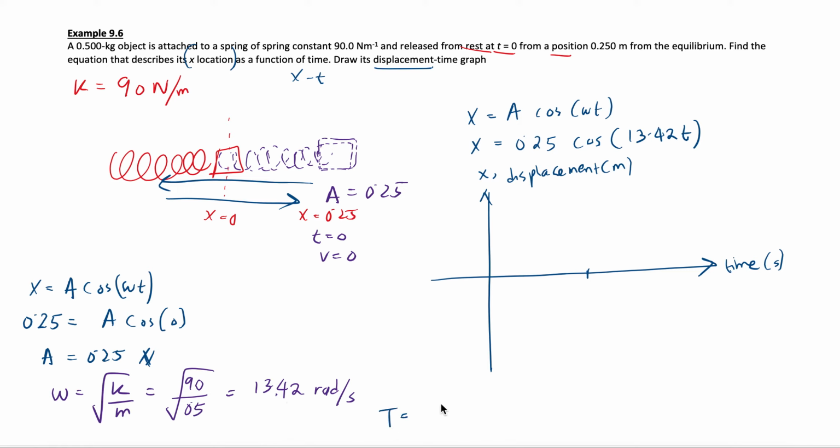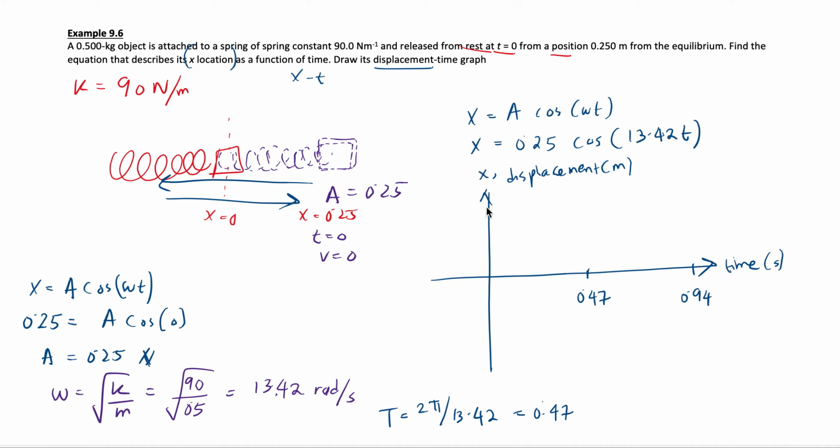T is 2 pi over omega. So 2 pi divided by 13.42 will give me my T, which is 0.47. Okay, so this is 0.47, 0.47 plus 0.47, 0.94. Okay, so that is my time just for one cycle, and this is for the other cycle.